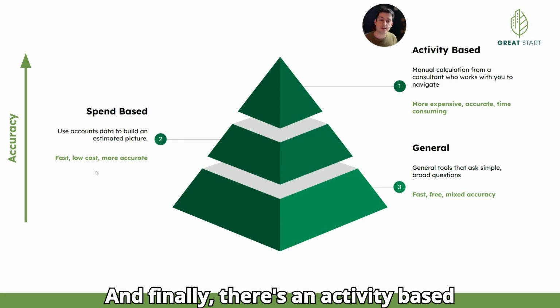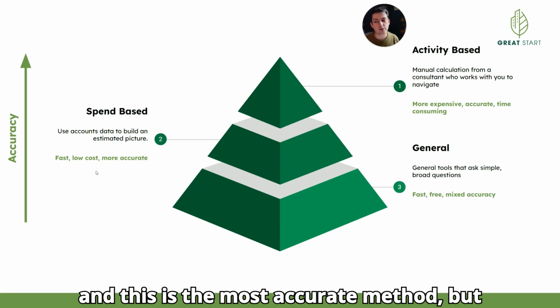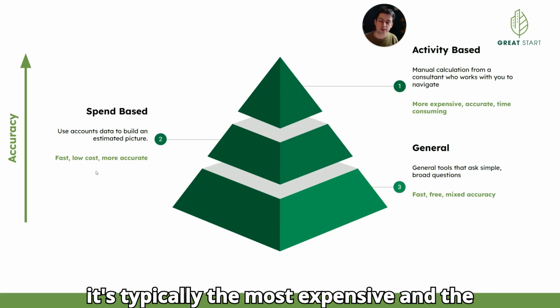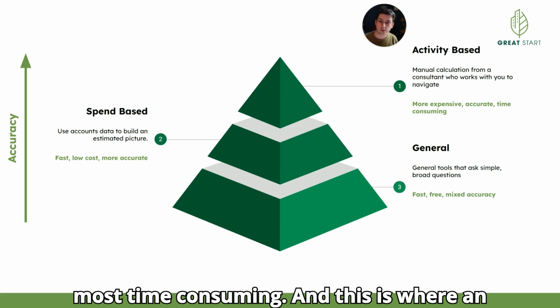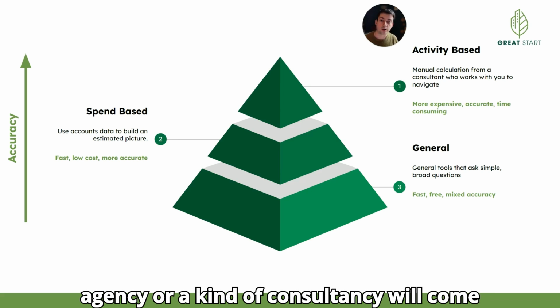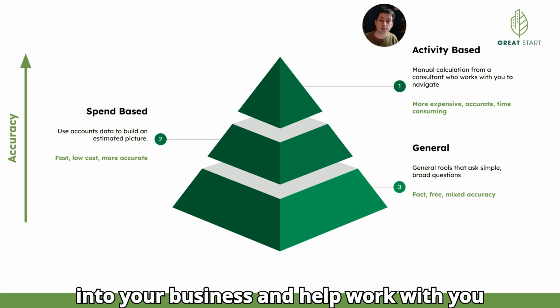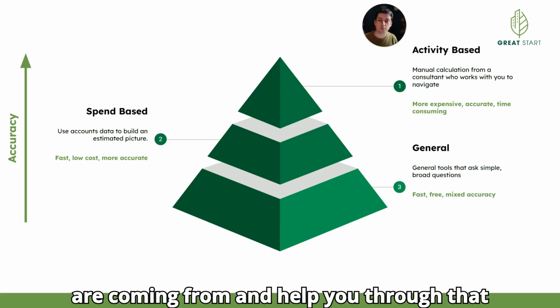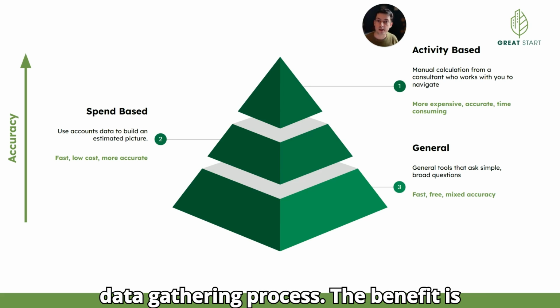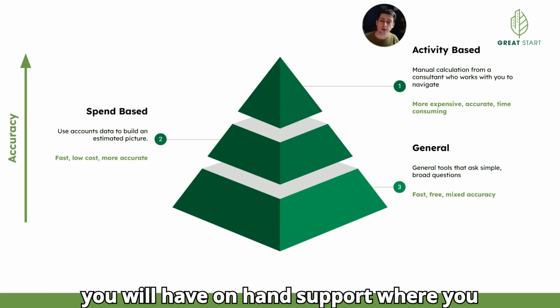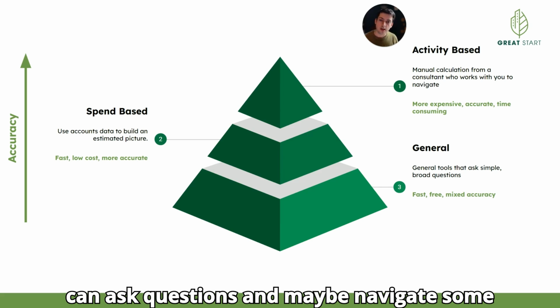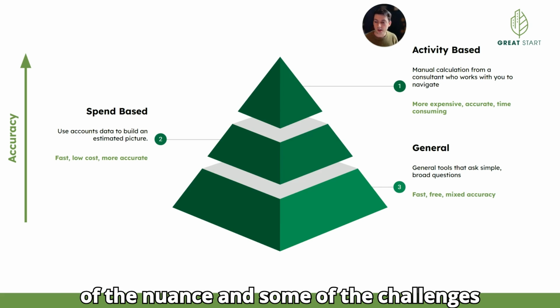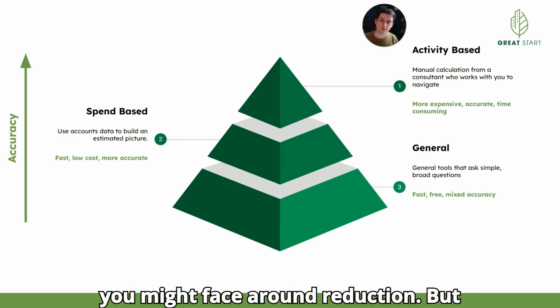And finally, there's activity-based. This is the most accurate method, but it's typically the most expensive and the most time-consuming. This is where an agency or consultancy will come into your business and work with you directly to identify where your emissions are coming from and help you through that data gathering process. The benefit is you will have on-hand support where you can ask questions and navigate some of the nuance and challenges you might face around reduction.